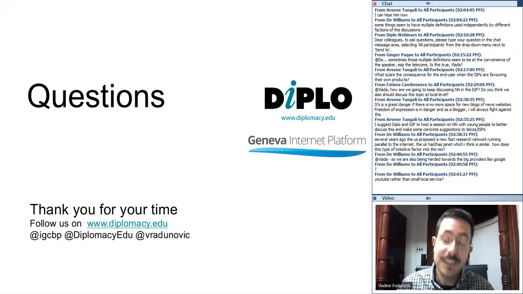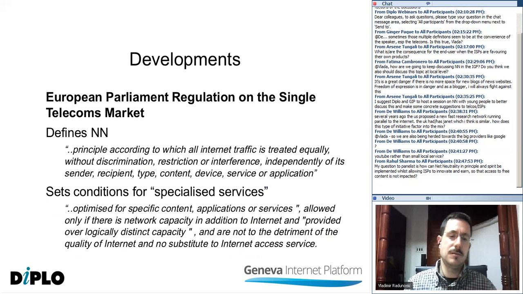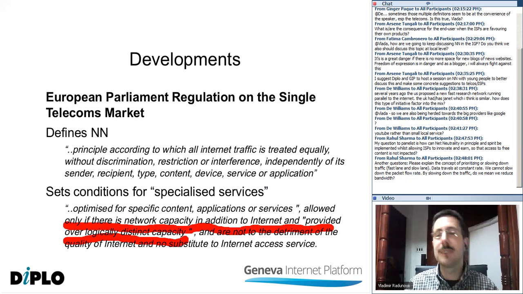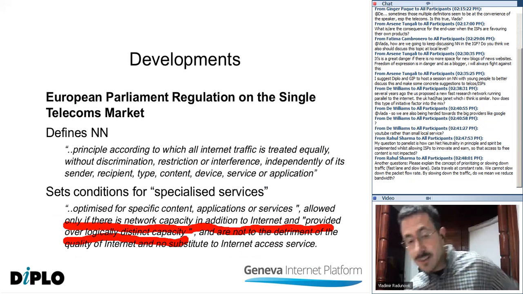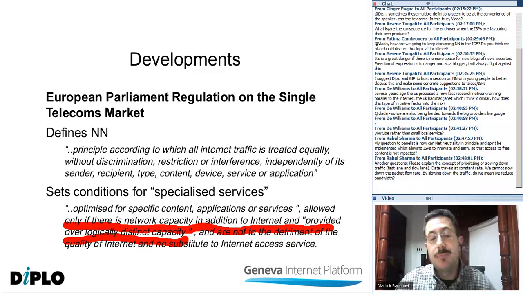And this is where the devil is. So if you get back to the European Parliament regulation, the European Parliament basically says that when they set the condition for specialized services, they say this is optimized for specific content application services and so on. Then they say allowed only if there is network capacity in addition to internet and provided over logically distinct capacities. It doesn't necessarily mean, and it's a question if it means or it should mean, that this different capacity, as you say, Ginger, is physically a different cable.